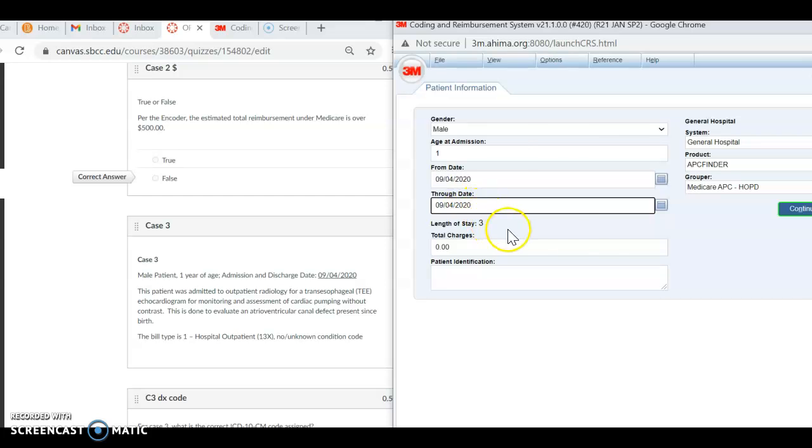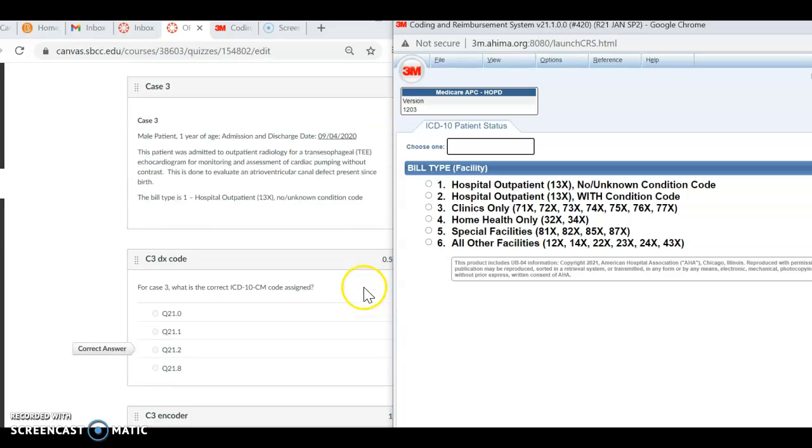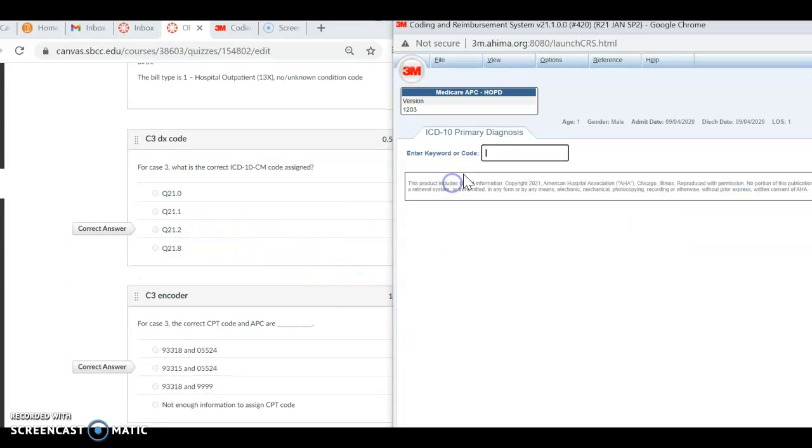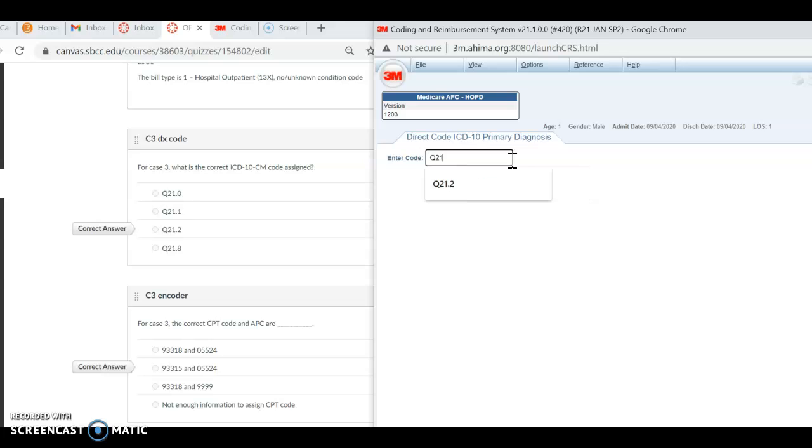So with this patient here, outpatient radiology for a TEE, echocardiogram for monitoring assessment of cardiac pumping without contrast. Okay, let's look here. It's a defect. They're evaluating the atrioventricular canal defect, which has been present since birth. Okay, so with that, primary diagnosis is going to be Q21.2.